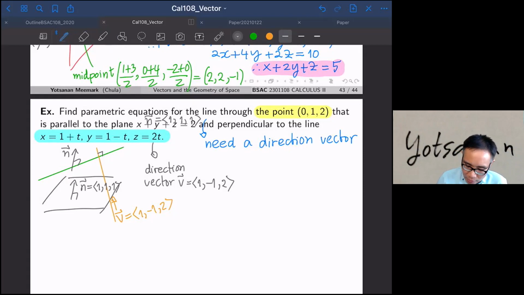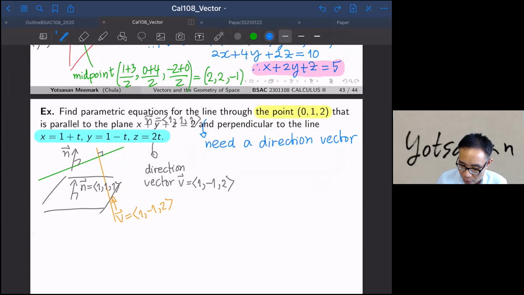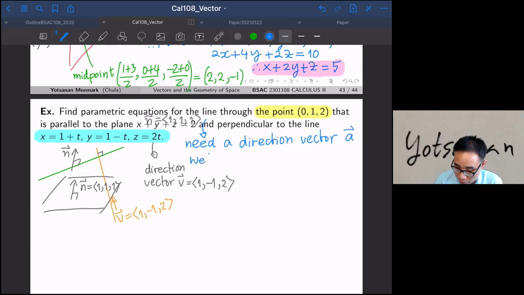So we're going to conclude that the direction vector of the line, let's say A, we need a direction vector, say A. We know that A is perpendicular to v and A is perpendicular to n, from the information given in the question.